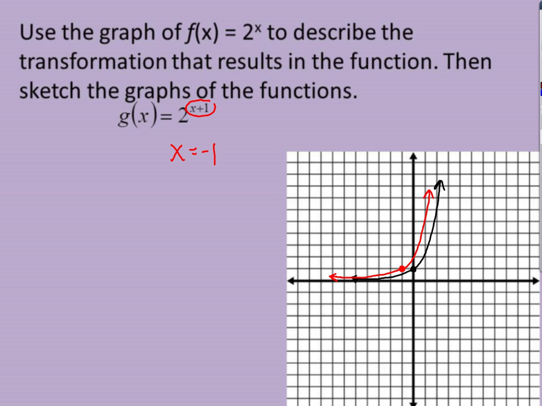So we do need to find the value for our intercept. If we plug in 0, 2 raised to 0 plus 1 is the same thing as 2 to the first power, and 2 to the first power is just 2. So we do know we're going to cross that y-axis at a value of 2. The only other thing this graph asks us to do is to describe our transformation. This graph is being translated to the left 1 unit.